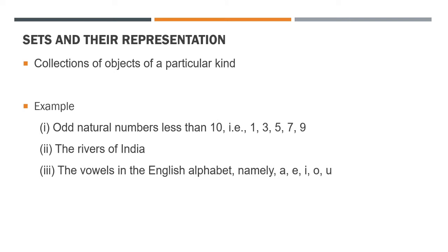Another example is the rivers of India. Another example, the vowels in the English alphabet, namely A, E, I, O, U. Now, if any person wants to define odd natural numbers less than 10, it is going to be 1, 3, 5, 7, 9 and similarly, if any person wants to say what the vowels in the English alphabet are, it is going to be A, E, I, O, U.